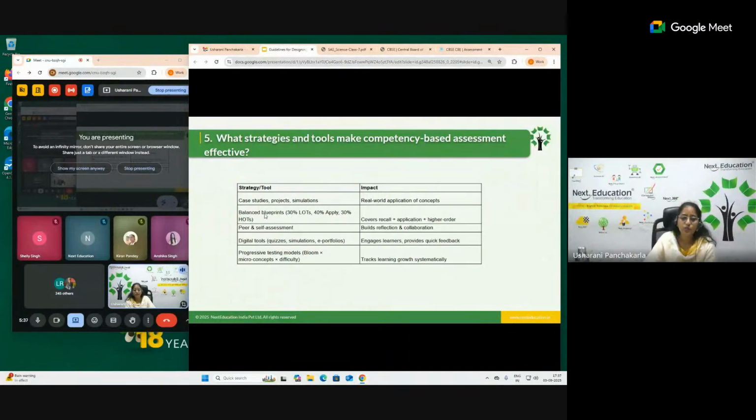Now coming to the next one, balanced blueprints, where you have 30% LOTS, that is lower order thinking skills, which includes knowledge and understanding, 40% application, and 30% higher order, that is analyse, evaluate and create. So it covers recall plus application plus higher order thinking skills. Then peer and self-assessment, which will build reflection and collaboration. That is where the teamwork will come in, and reflection, that is where he will be observing where he has gone wrong.